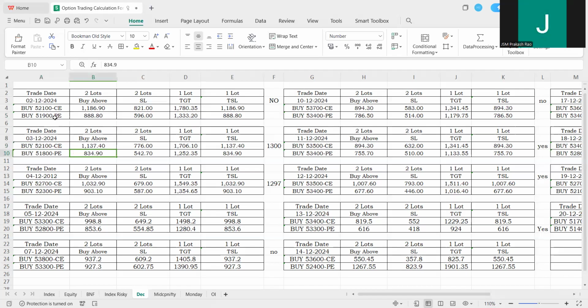On the put side, there was no entry. If you want, you can cross check this data. I already gave it. Likewise, I have now given it for Monday.